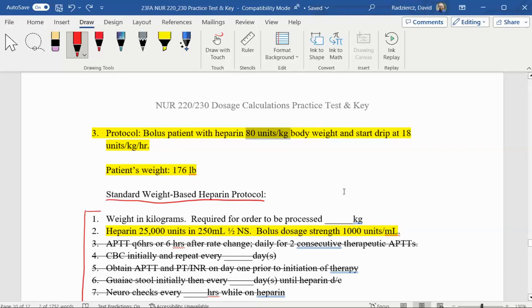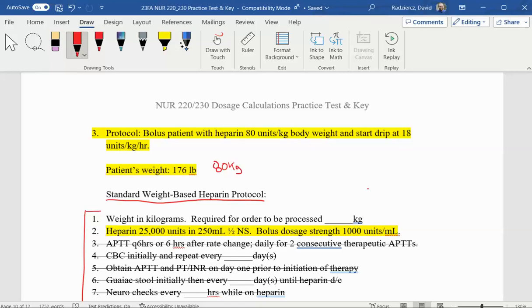So before I do anything, I have to account for the patient's weight. I have to convert pounds to kilograms. So I think you already know you're going to take 176 pounds divided by 2.2, and you're going to get a patient weight of 80 kilograms. Right? So 176 divided by 2.2 is 80.